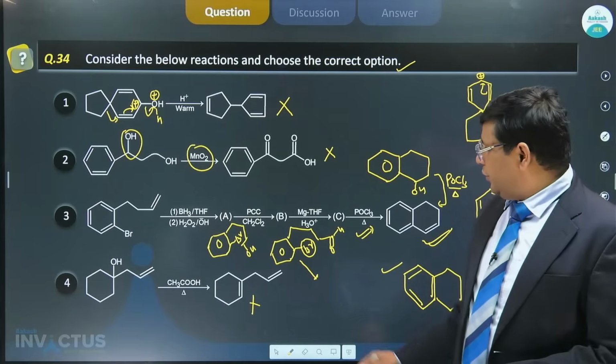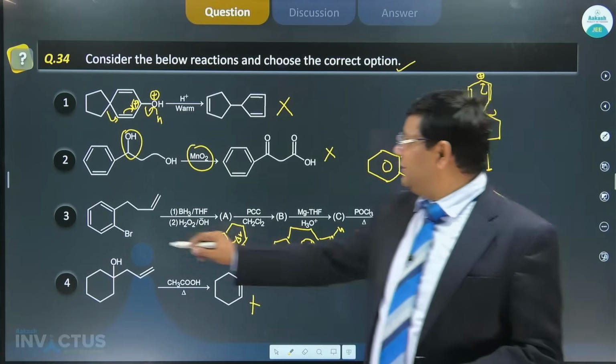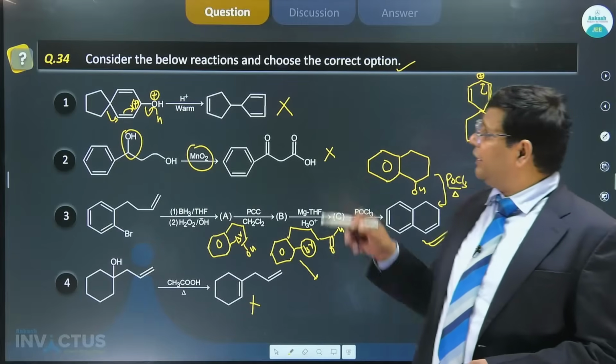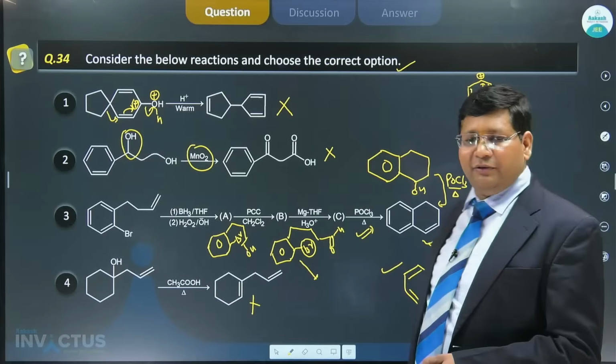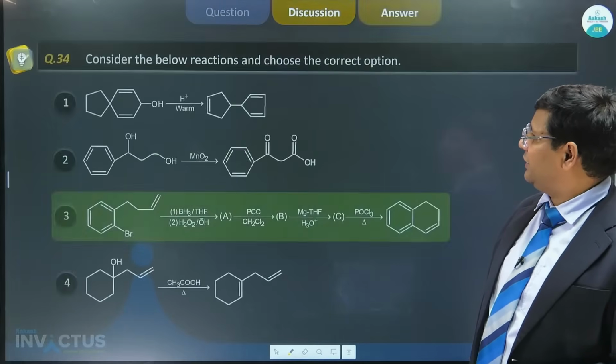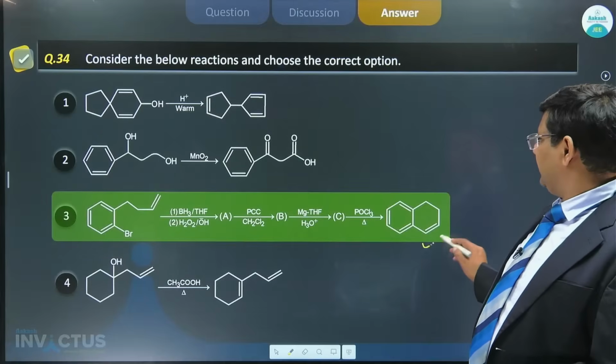Right? So in that case, only 3 is correct and the rest of the answers are conceptual. So in organic, there is a series of reactions involved in this question. So students, you have to solve accordingly. So let me check the answer. So now this one is the correct answer.